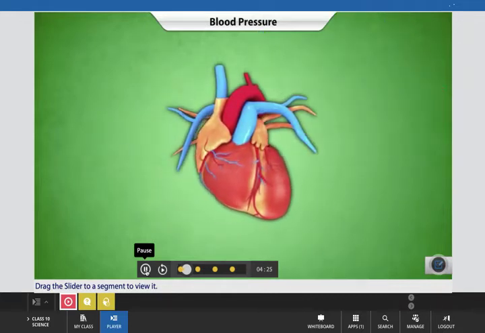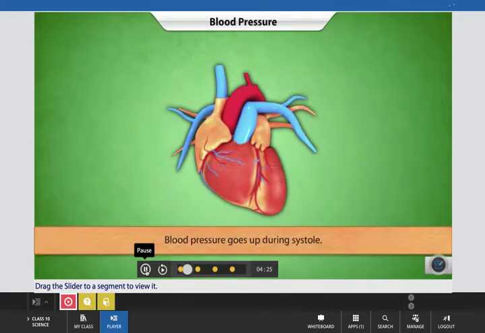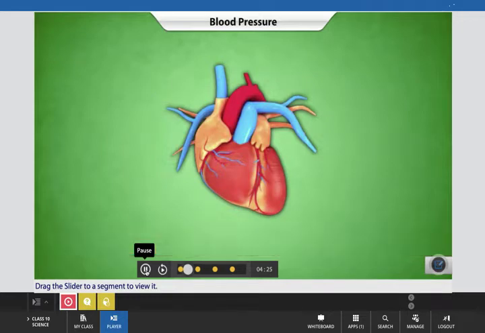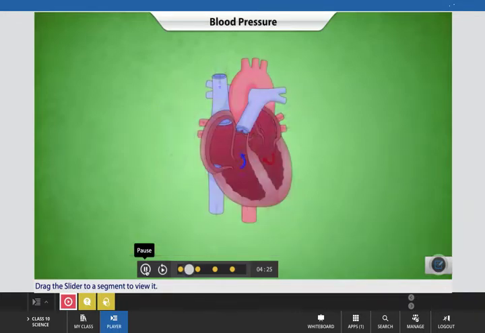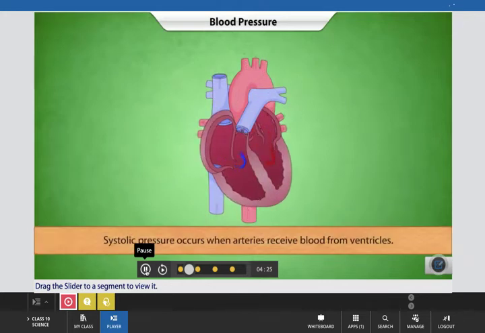During a cardiac cycle, the blood pressure goes up with the ventricular contraction, also known as systole, and goes down with ventricular relaxation, also known as diastole. During a systole, the ventricles pump blood into the arteries with an increased force. The pressure exerted is known as systolic pressure.